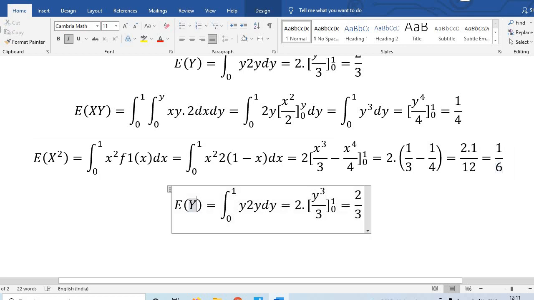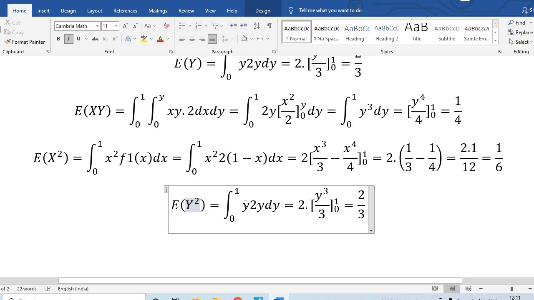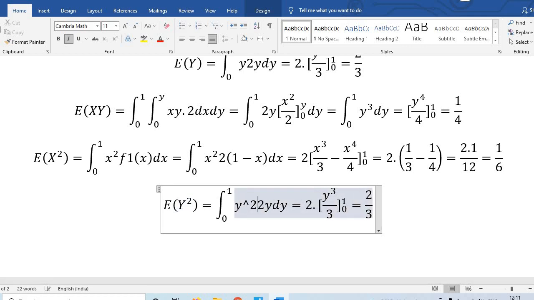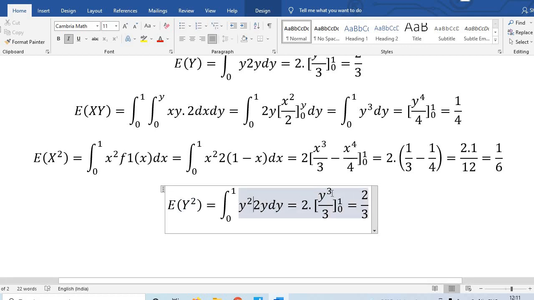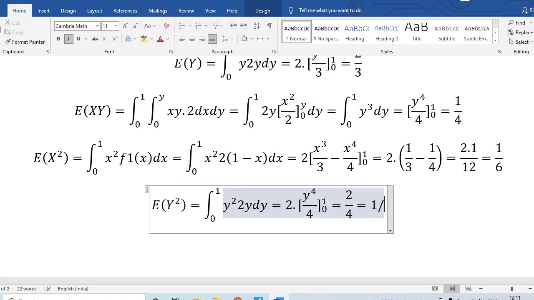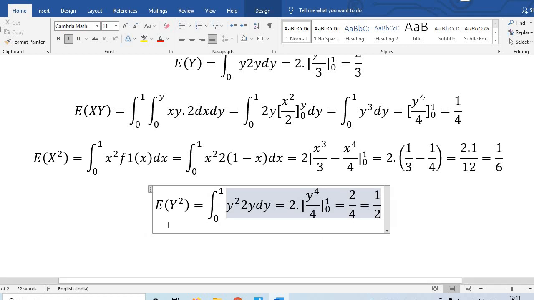Similarly, expectation of y square equal to 2. Okay. Now we can find out variance.